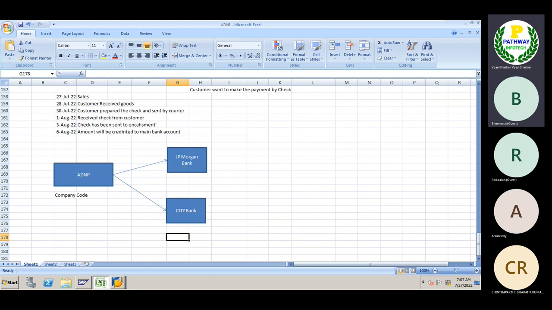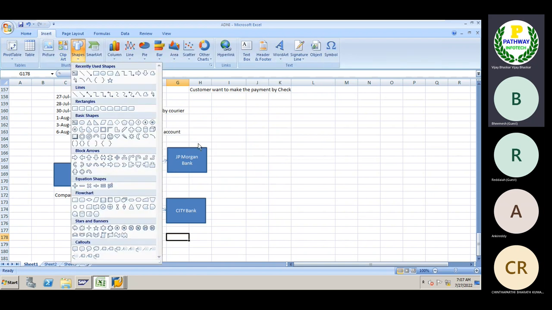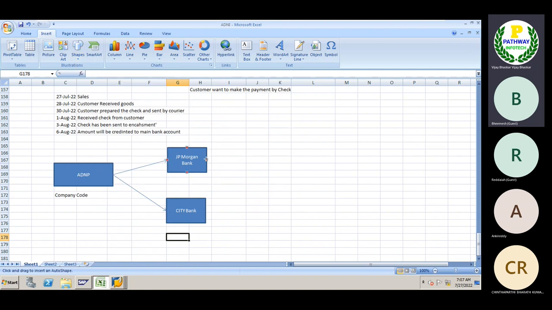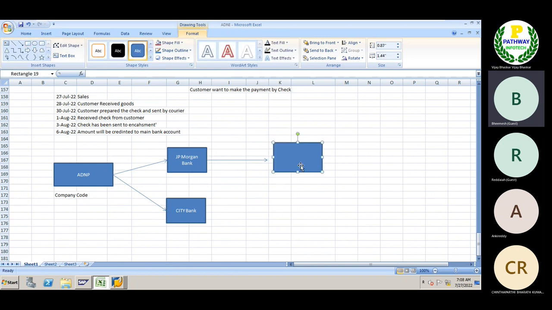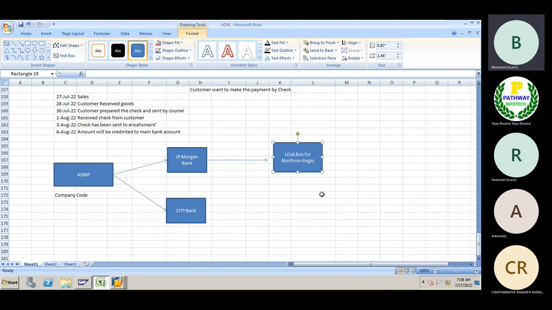Okay, so when we give the instruction to the bank, what does the bank set up? Let us see. The bank is going to set up the lockbox. I will show you. The bank is going to set up the lockbox for northern region customers.